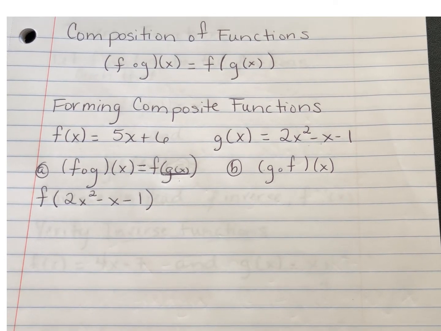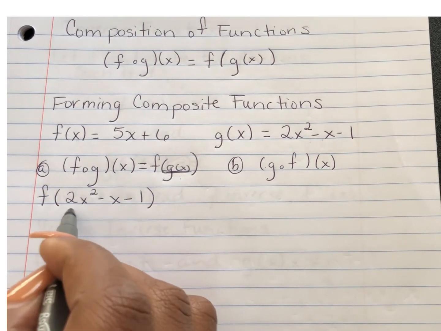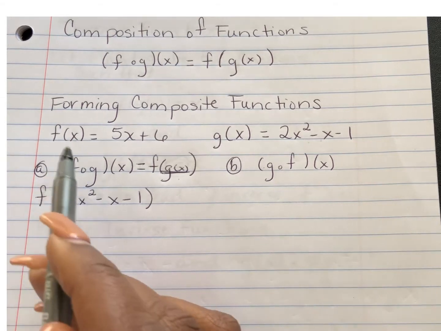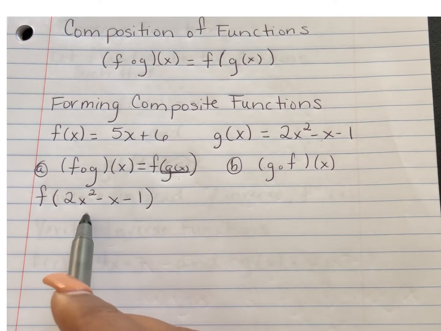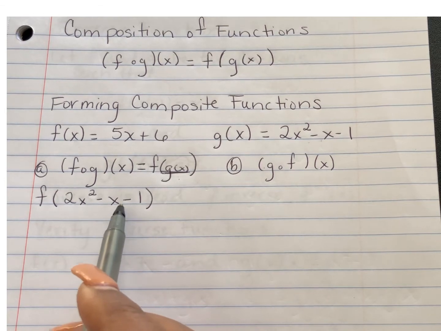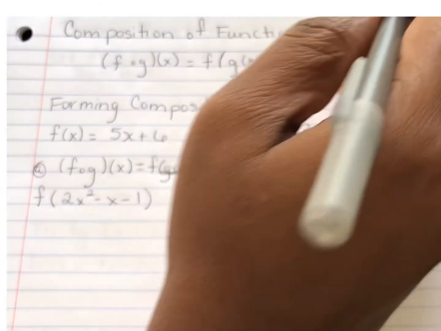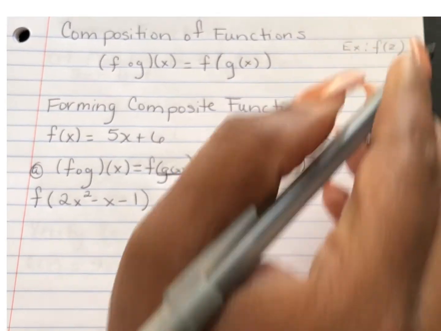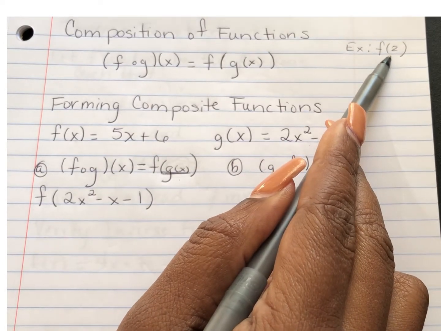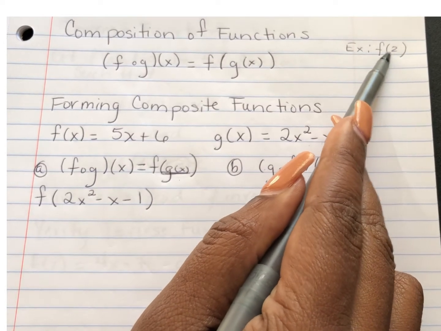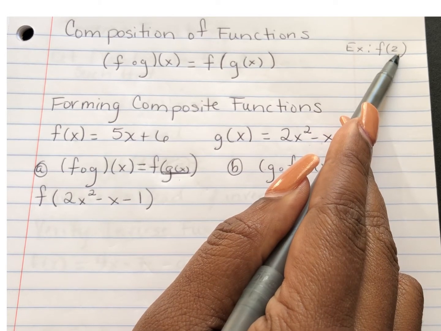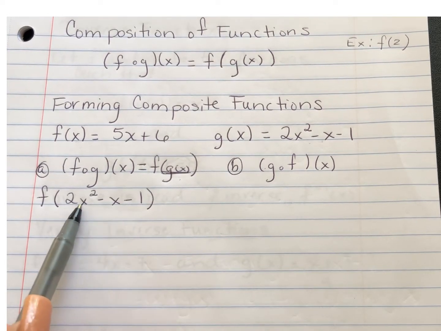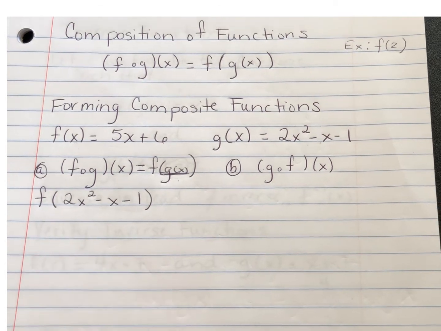Now, remember in function notation, whatever comes after f is our new x. So everywhere I see an x, I have to plug in 2x squared minus x minus 1. Just a little example: we know what to do with f of 2 because everywhere we see an x, we knew to plug in 2. Whatever comes after the f is your new x. Well, we just have 3 terms this time instead of 1.